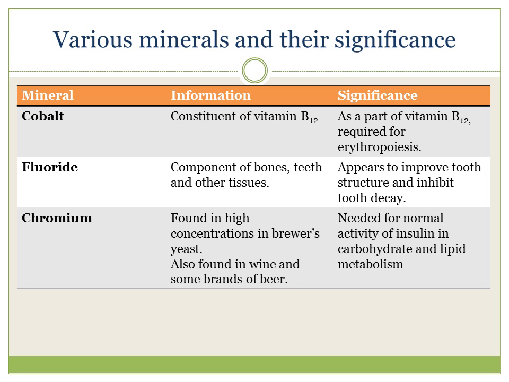Our next mineral is chromium. Chromium is found in high concentration in brewer's yeast, and it is also found in some wine and some brands of beer. Significance of chromium is it is needed for the normal activity of insulin in carbohydrate and lipid metabolism.